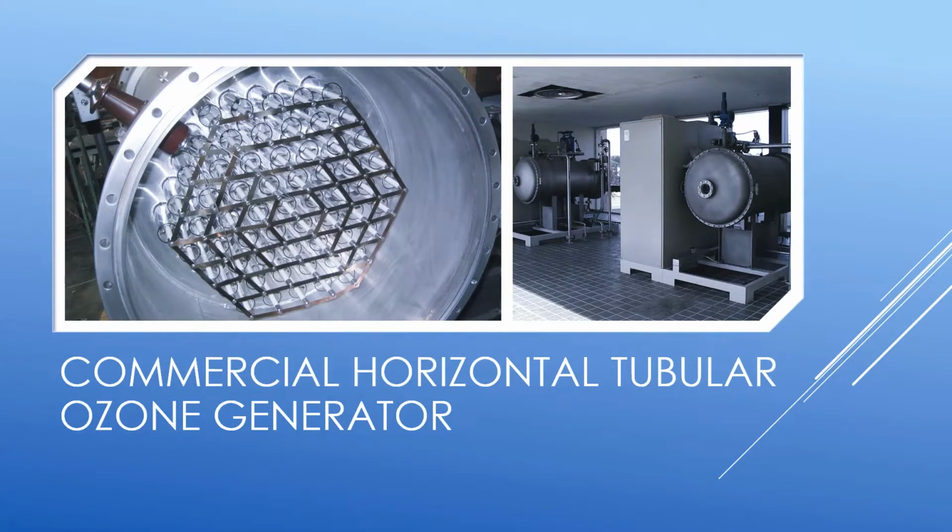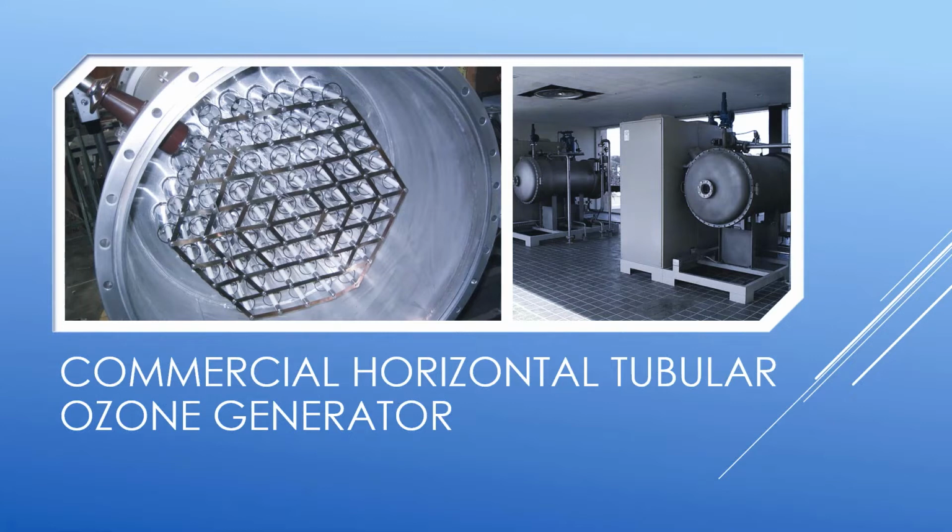These pictures show a commercial horizontal tubular type ozone generator. The basic structure is a shell and tube heat exchanger, where the metal tubes are the grounding electrode, and the glass tubes that you see are the dielectric. A metal film has been deposited on the inside of the glass tubes, and that is the high voltage electrode.